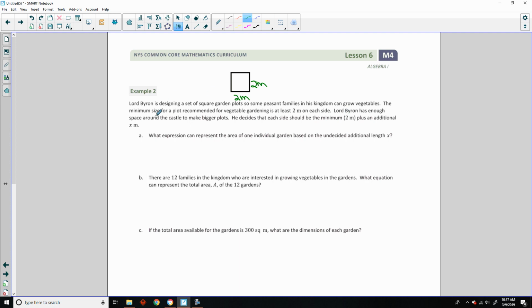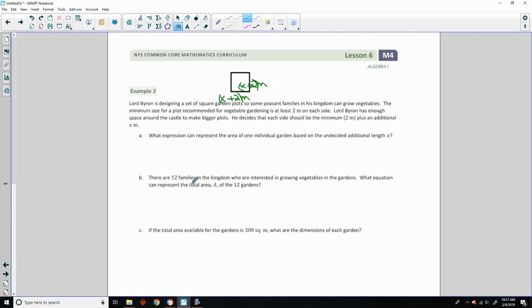Lord Byron has enough space around the castle to make bigger plots. He decides that each side should be the minimum of 2 meters plus an additional x meters. So we're going to add an unknown, x plus 2, and this is going to be x plus 2. So this is x plus 2 meters by x plus 2 meters. And let me put those in parentheses so we don't think that m is a variable. X plus 2 meters and x plus 2 meters.